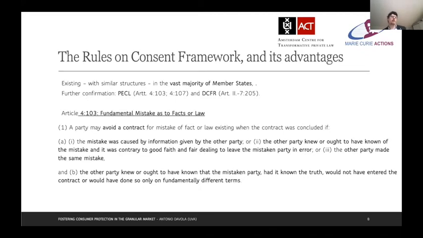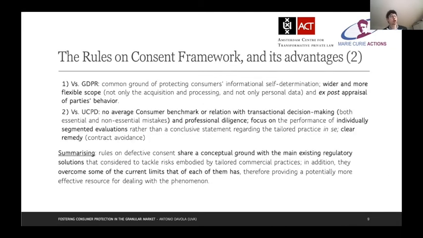Now, why? This is related to the fact that there is some sort of harmonization, or at least some sort of common tradition for that. But also, I do believe that rules on consent as a framework might provide some advantages when confronted with the other normative bodies that I mentioned. In particular, when we consider its relation with data protection rules, we observe that rules on consent share the common ground of protecting consumers' informational self-determination while exhibiting at the same time a wider and more flexible scope.